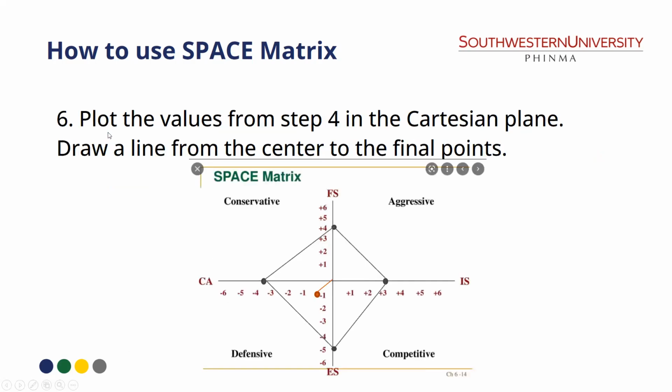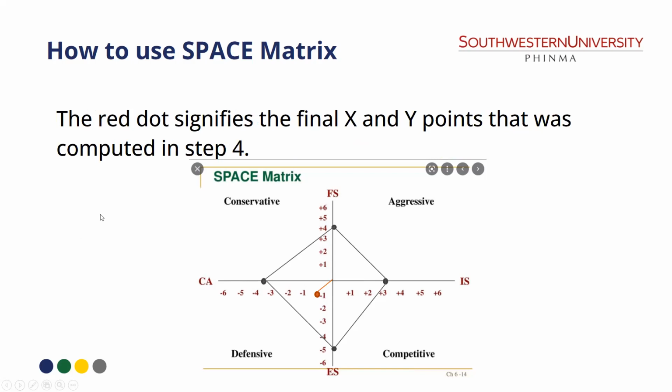So we would also plot the values from step 4 in the Cartesian plane. Draw a line from the center to the final point. So ito na yung final na itsura ng matrix natin given sa values and sa write-up na ginawa natin kanina. The red dot signifies the final x and y points that were computed in step 4.